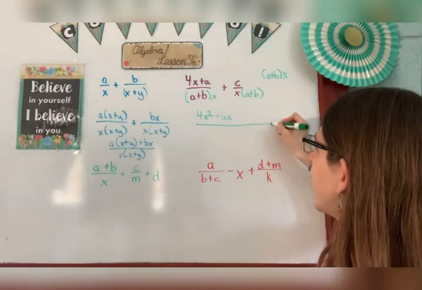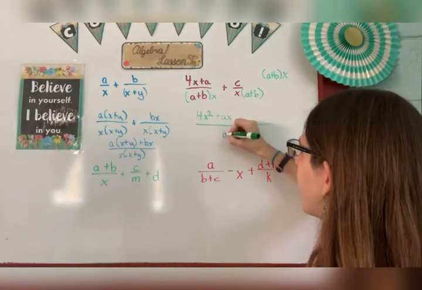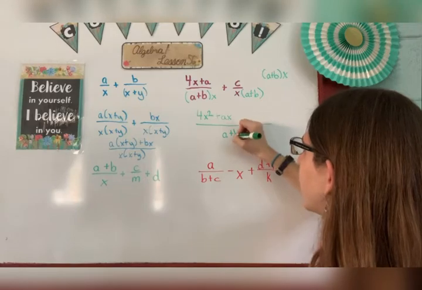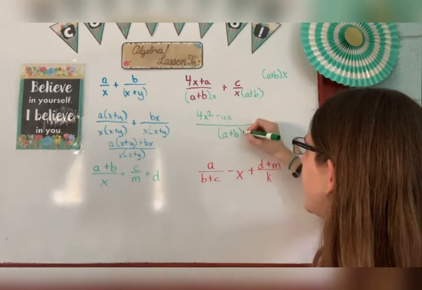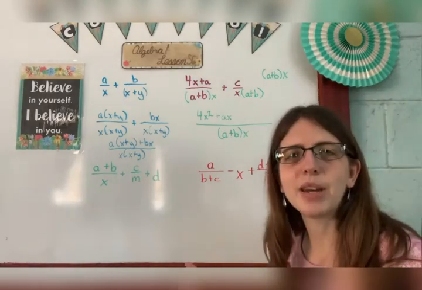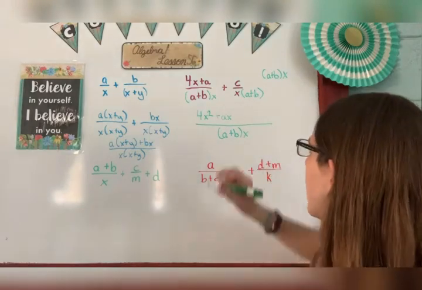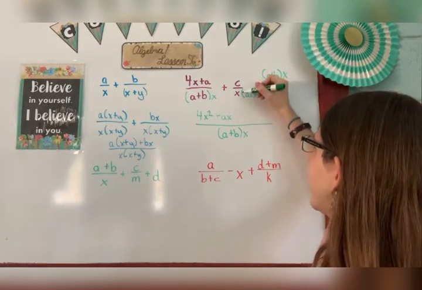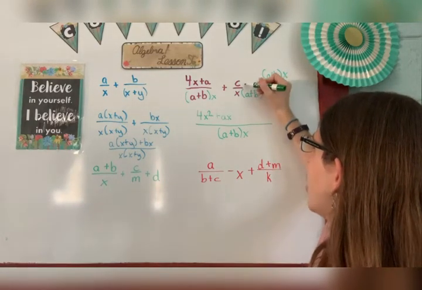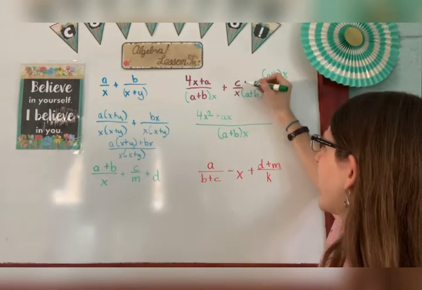I'm going to go ahead and extend my line. My final denominator is going to be a plus b times x. I'm going to leave my denominator in parentheses. Now on this one, I have x times a plus b, so now I have to multiply that by c. But I'm going to go ahead and distribute as I write my answer.